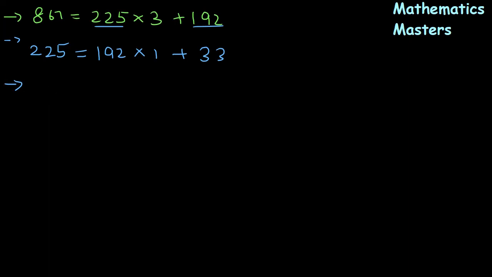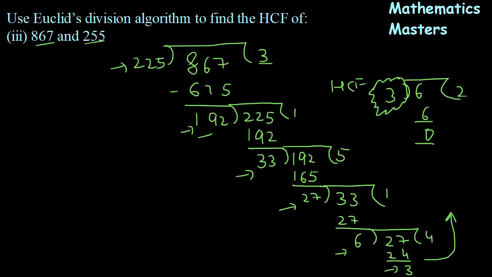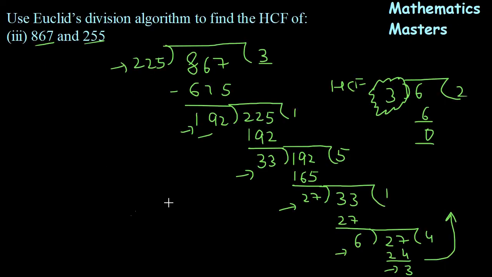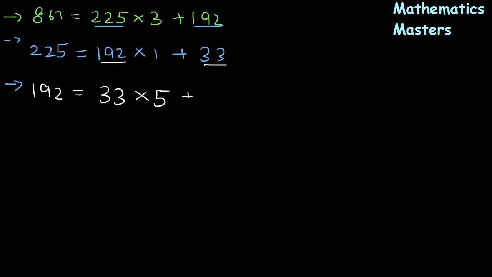Okay, third step, let's use the white color. 192 becomes the dividend, and the remainder becomes my divisor 33. 192 is equal to 33 times 5 plus 27. And we are not stopping over here.